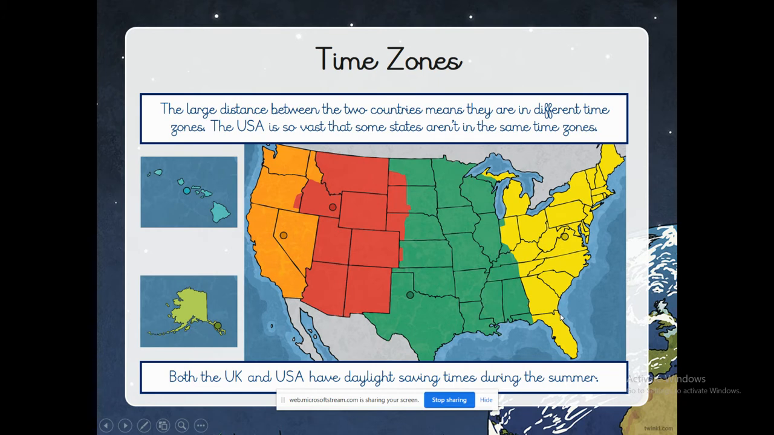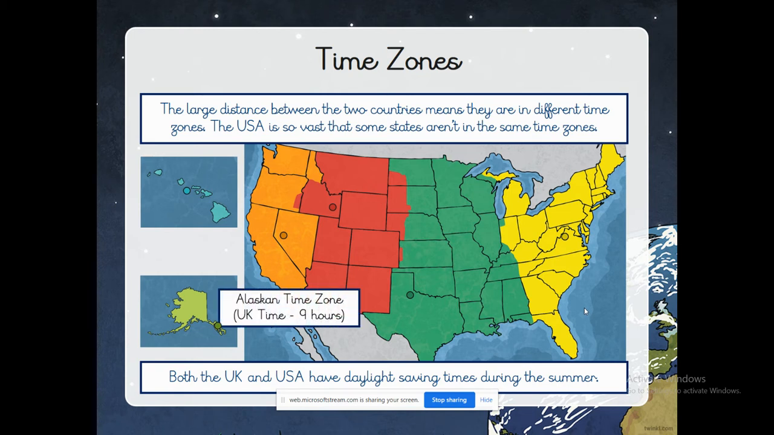Now, it's that big that there are different time zones from one side of the country to the other. You will be aware of the time zones when you've traveled to other places, maybe when you go to Pakistan. I think it's about a 5-hour difference. You can correct me on that.